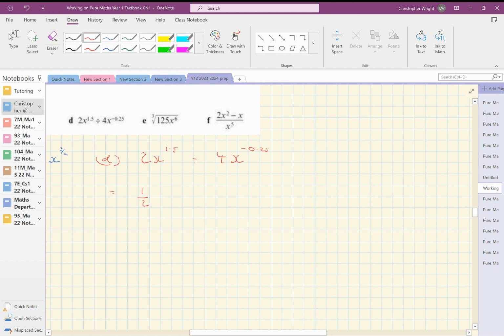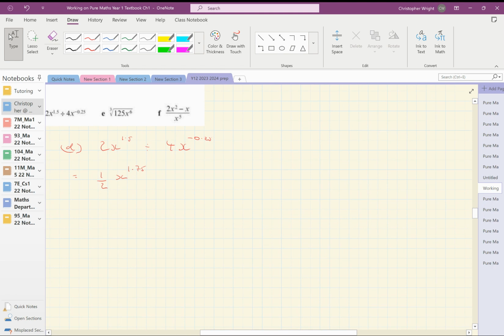x to the power of 1.5 divided by x to the power of minus a quarter is going to give me x to the power of, remember, I'm subtracting the indices, minus minus is a plus, so that's going to be x to the power of 1.75. That's D. E, let's have a look at E.